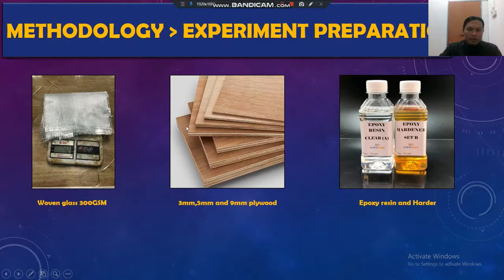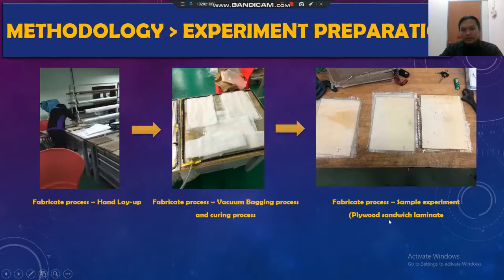For experiment preparation, the materials that we use are woven glass, plywood, and resin hardener. For plywood, we have three types of thickness, that is 3 mm, 5 mm, and 9 mm. So there will be three types of sample for thickness. First we will fabricate with hand layup, and then we will use a vacuum bagging process and curing, and then the result of the fabrication process is this sample, which is 3 mm, 5 mm, and 9 mm. This is what I call plywood sandwich laminate composite.